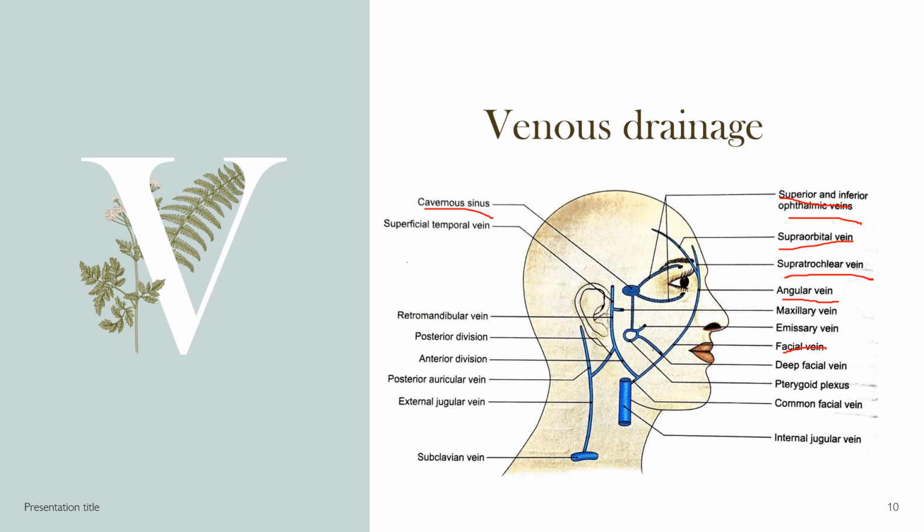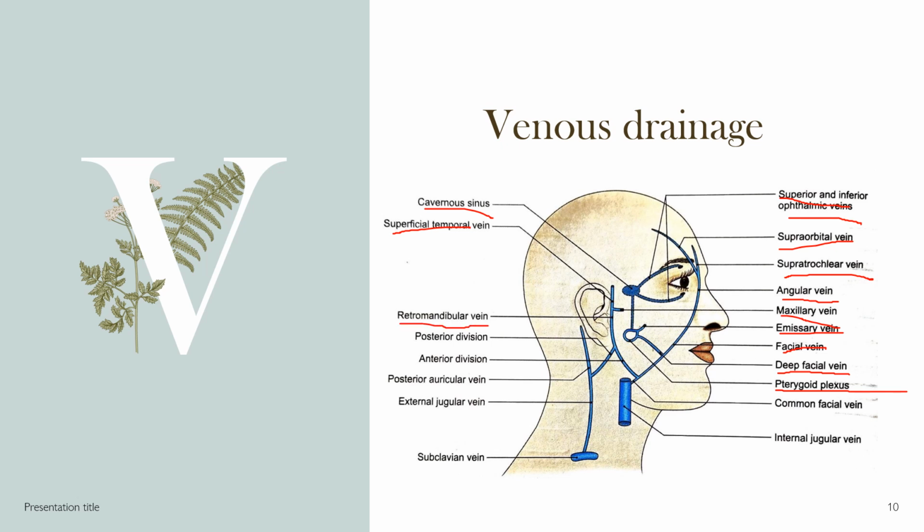Then comes the pterygoid plexus. So here is the pterygoid plexus. Now the pterygoid plexus has the emissary vein and the deep facial vein, while these two, the deep facial vein and the facial vein, combine, and here there is our superficial temporal vein, and from that we have the maxillary vein and also the retromandibular vein.